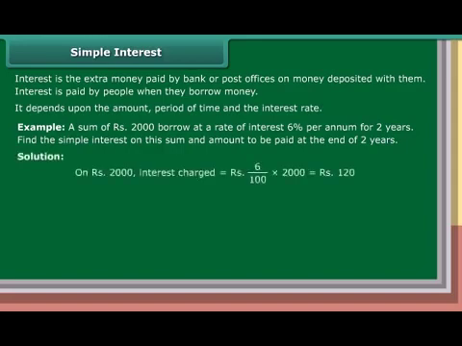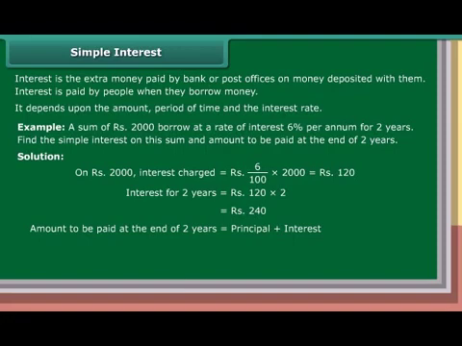Solution. On rupees 2,000, interest charged is equal to 6 upon 100 into 2,000 is equal to rupees 120. Interest for 2 years is equal to rupees 120 into 2 is equal to rupees 240. Amount to be paid at the end of 2 years is equal to principal plus interest, which is equal to rupees 2000 plus 240 is equal to rupees 2240.